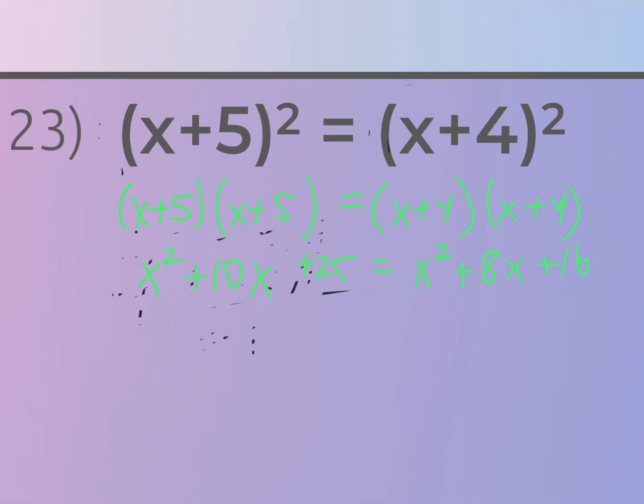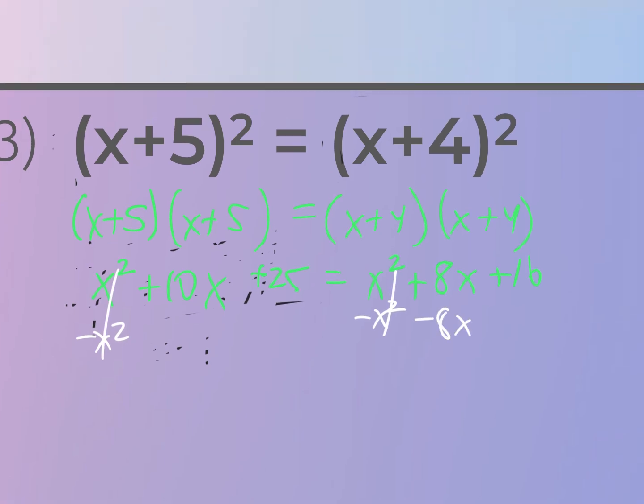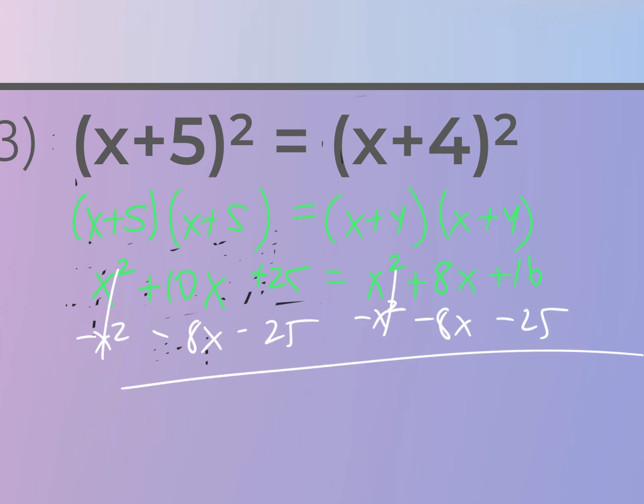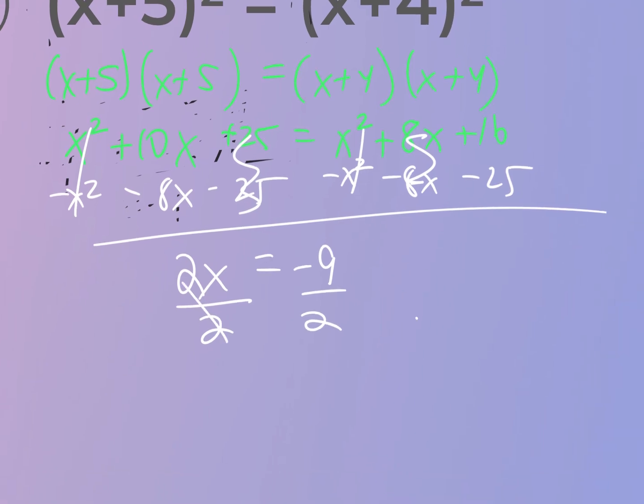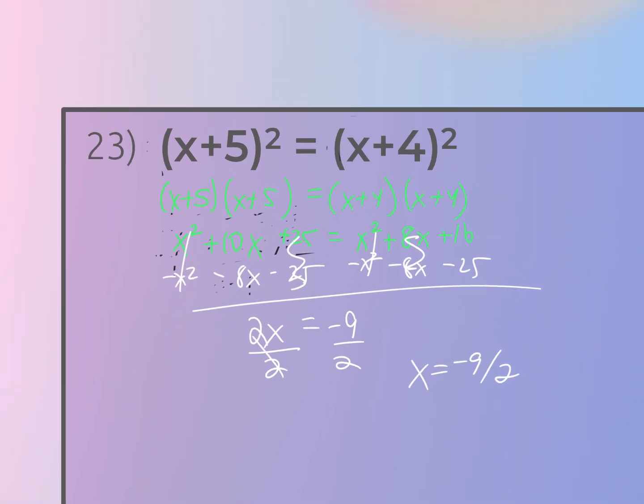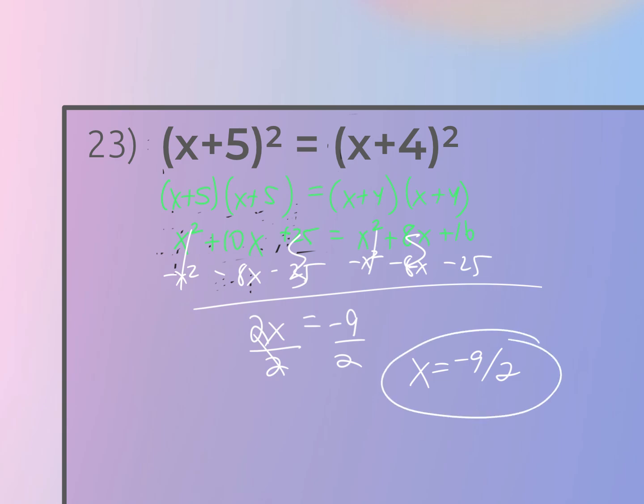So now when we go to solve, we're going to subtract x squared from both sides. They'll both cancel. I'm going to move 8x to this side, and I'm going to move 25 to the other side. And I get 10x minus 8x is 2x equals -9. And then we divide both sides by 2, and we actually discover that there is an answer here. It's x equals -9 over 2. It's not plus or minus. There's only one answer that will satisfy this equation. And you can plug it back in to verify that it's correct.